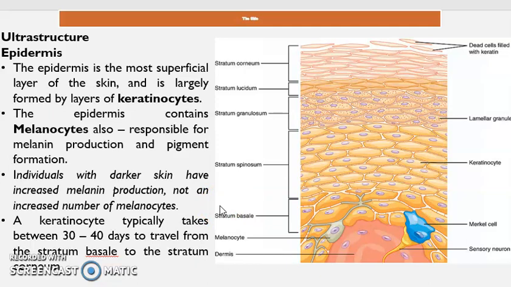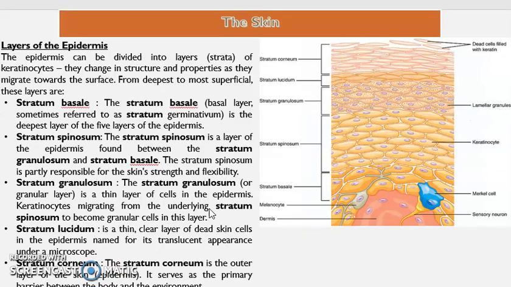Individuals with darker skin have increased melanin production, not an increased number of melanocytes. A keratinocyte typically takes between 30 to 40 days to travel from the stratum basale to the stratum corneum. The epidermis can be divided into layers or strata of keratinocytes. These keratinocytes change their structure and properties as they migrate towards the surface.